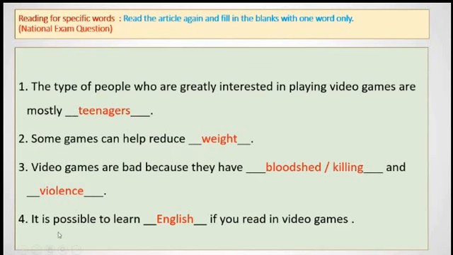Number four, it is possible to learn English. Now, if you say a language, this is incorrect because it is two words. A is one word, language is another word. So the only possible answer here is English because it's one word. If you write a language, it's grammatically correct, but unfortunately, based on the question, you should only fill in the blanks with one word and one word only.